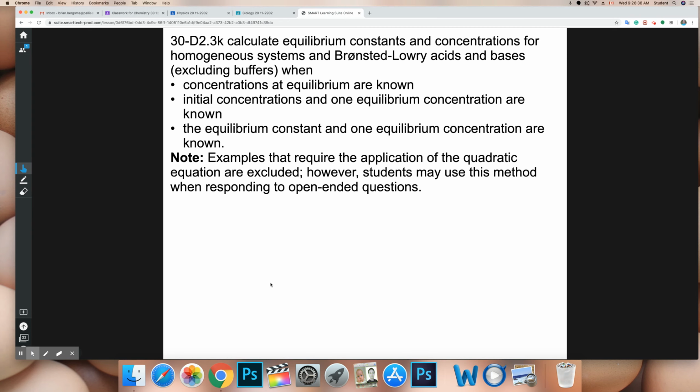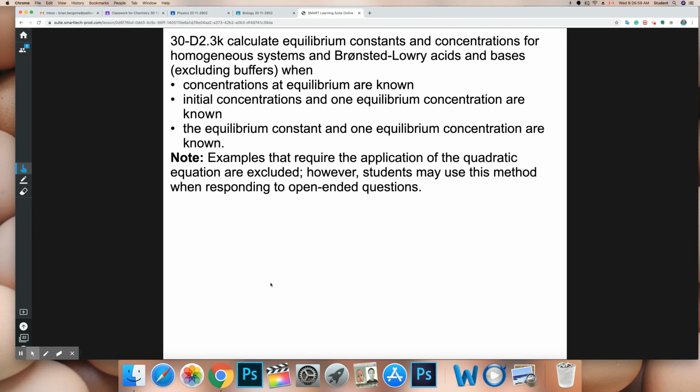When the concentrations at equilibrium are known, those are the easiest ones. They give you all the concentrations, you put them into your Ka formula. When the initial concentration and one equilibrium concentration are known, in those cases you have to use an ICE table, solve for X, and then put in your equilibrium concentrations to find Ka.